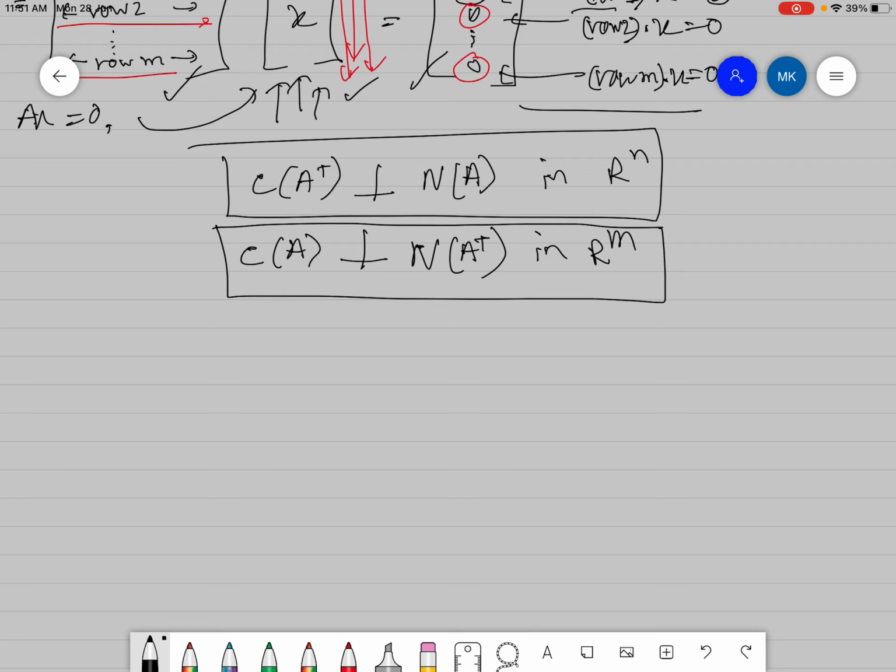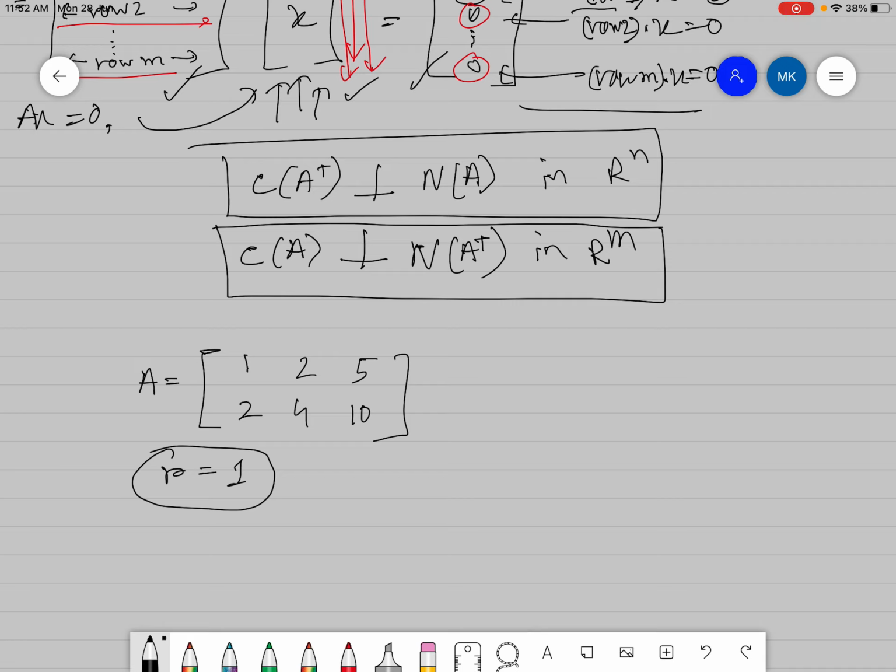Okay, one example can be given. Let's say we have the matrix A equals [1 2 5; 2 4 10]. What is the rank of this matrix? r equals 1, because there is only one independent column and one independent row here. So the rank of this matrix is r equals 1.